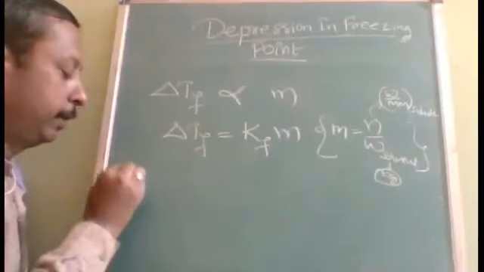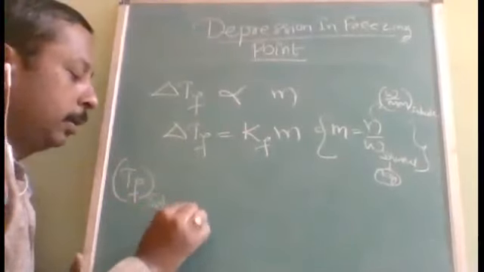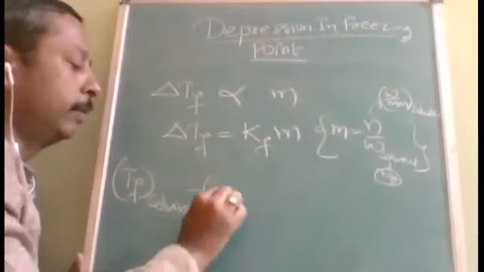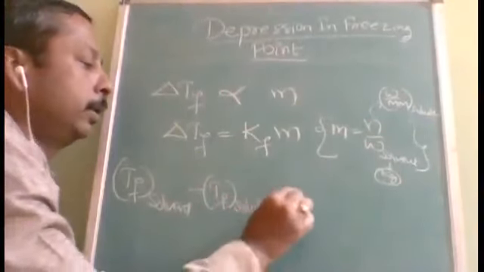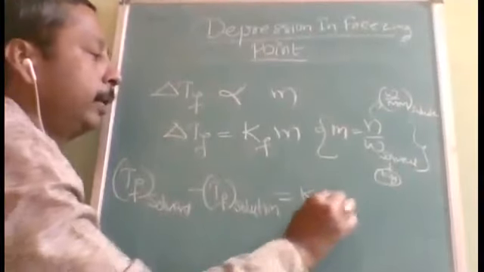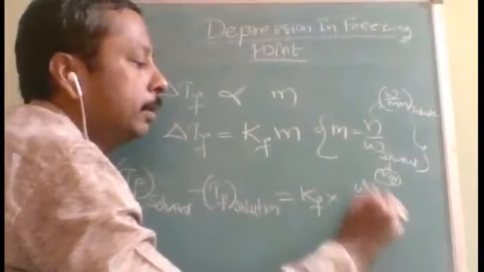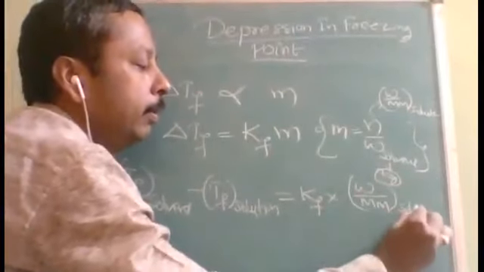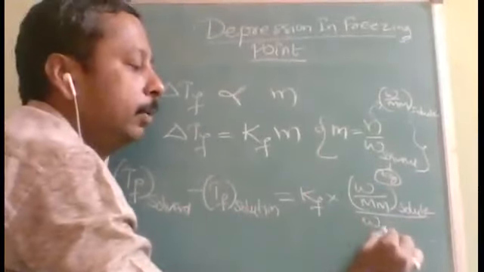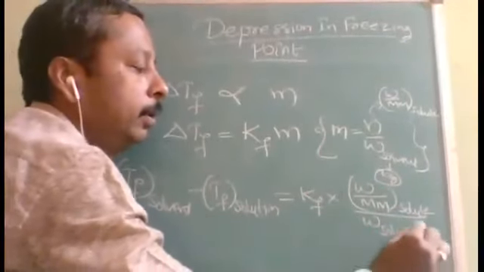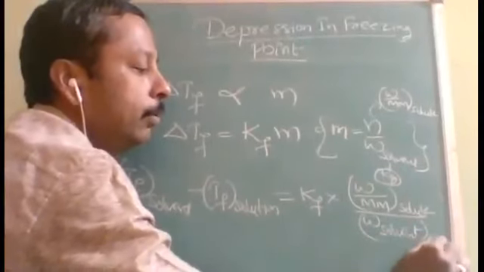Here delta Tf is equal to Tf of solvent minus freezing point of solution is equal to Kf into, here it will be mass upon molecular mass of solute divided by mass of solvent. Okay, but what you should make sure, mass of solvent should be in kilograms.